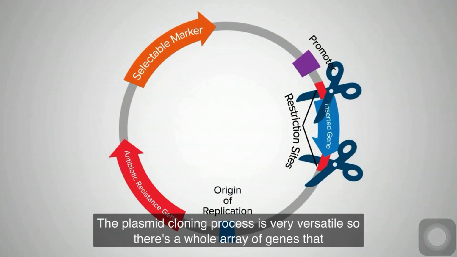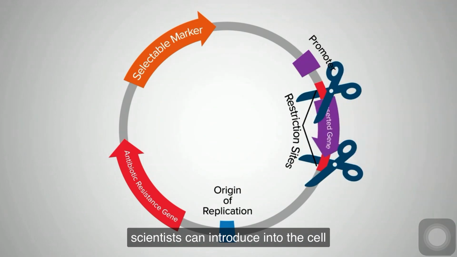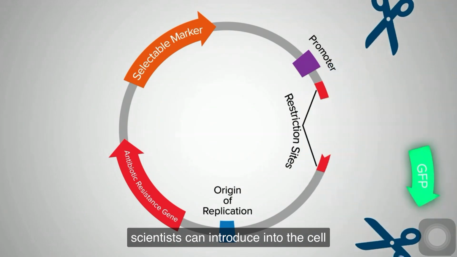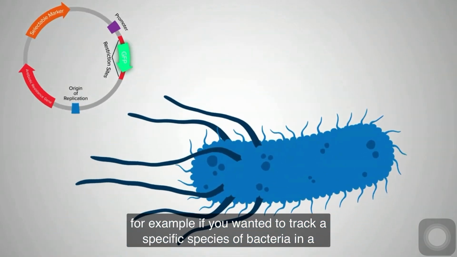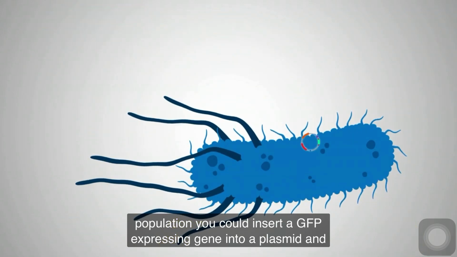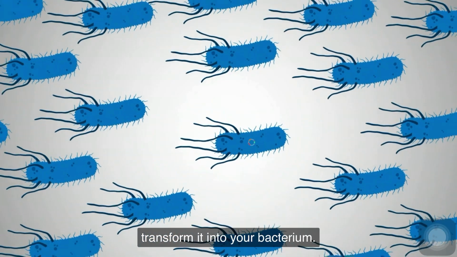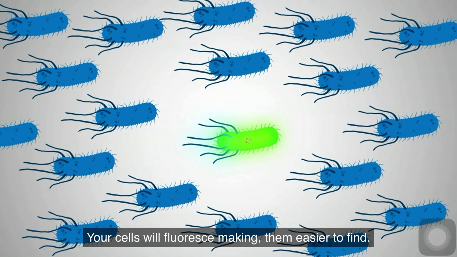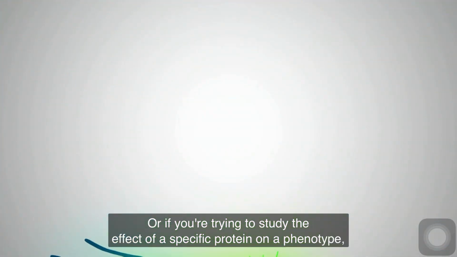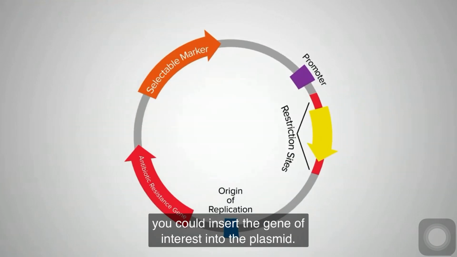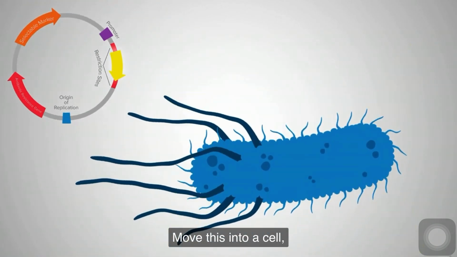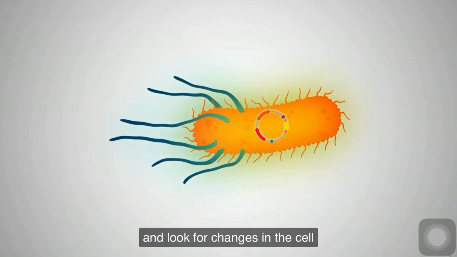The plasmid cloning process is very versatile, so there's a whole array of genes that scientists can introduce into the cell. For example, if you wanted to track a specific species of bacteria in a population, you could insert a GFP-expressing gene into a plasmid and transform it into your bacterium. Your cells will fluoresce, making them easier to find. Or if you're trying to study the effect of a specific protein on a phenotype, you could insert the gene of interest into the plasmid, move this into a cell, and look for changes in the cell.